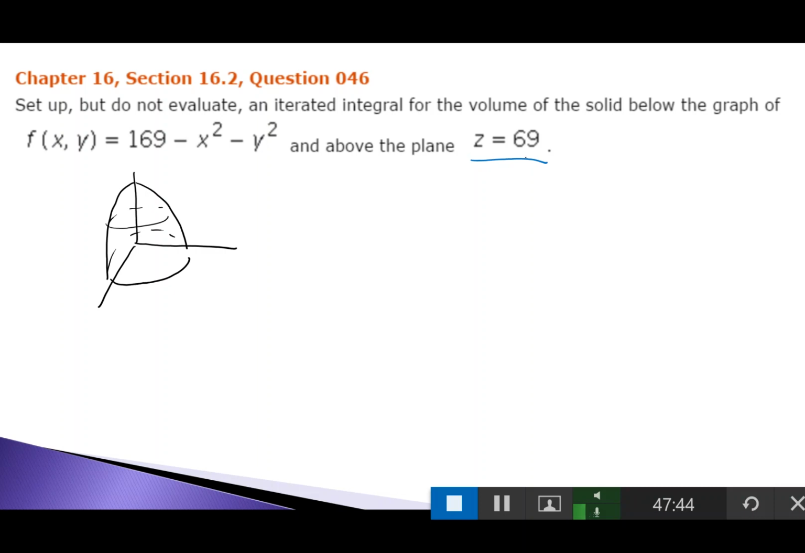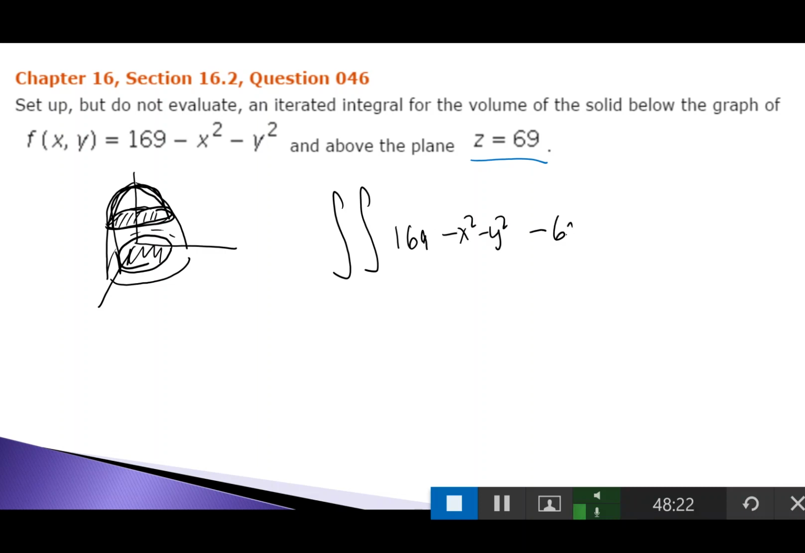Okay, z equals 69 is a perfect horizontal plane. So actually, let's draw it here. And when they intersect, I want something below this guy, above that guy. So I need to know what this shape looks like for my limits of integration, and it's a circle. Okay, so my integrand is easy. 169, minus x squared minus y squared minus 69.